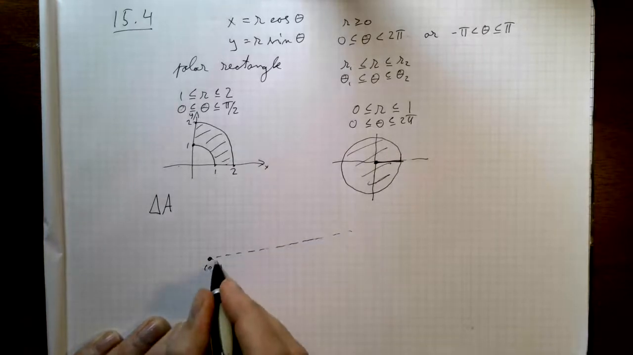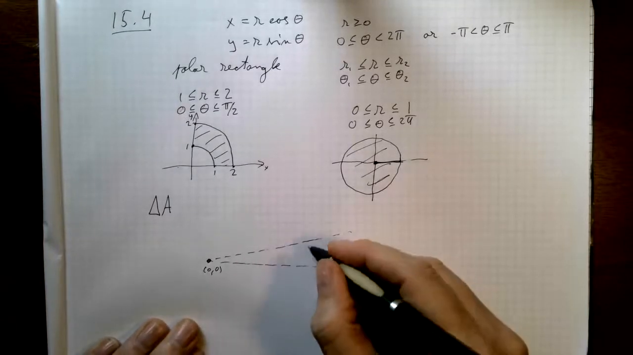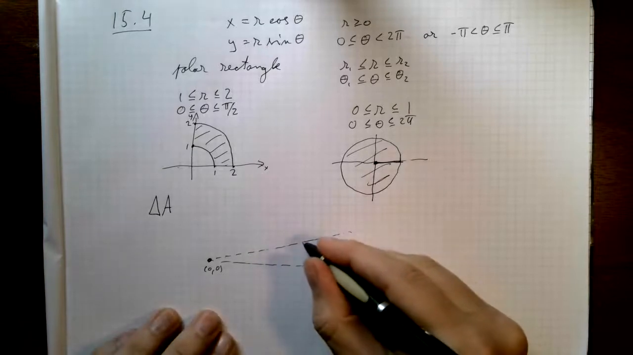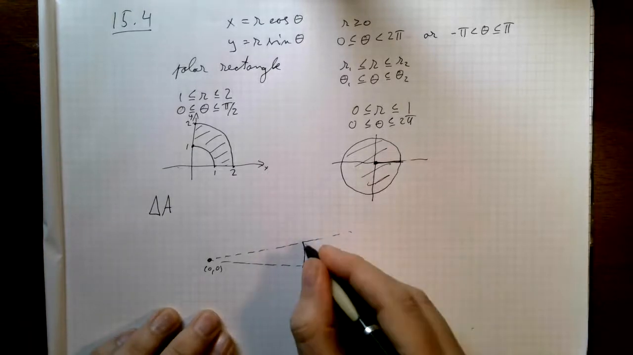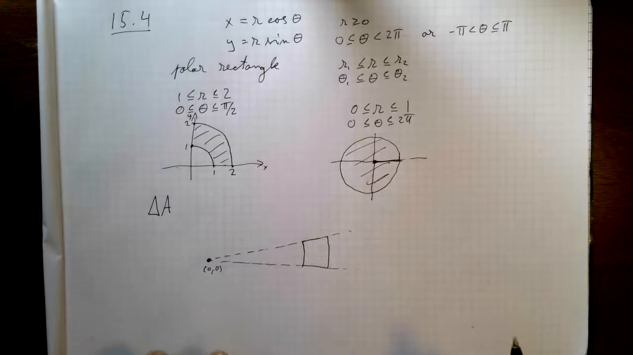Right, these would be lines where theta is constant. And let me make it really small, but big enough so that we can see, right? And so this tiny little rectangle looks like this. All right.